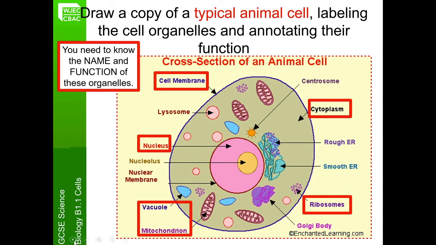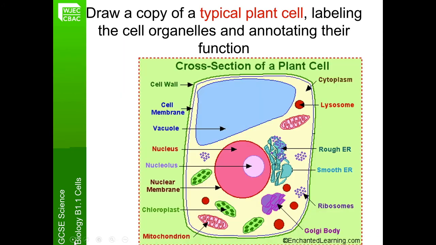And finally, the last structure that you have not come across before at Key Stage 3 are ribosomes. They look like little dots in this image here. Their job is in protein synthesis. In other words, they make protein for the cells.